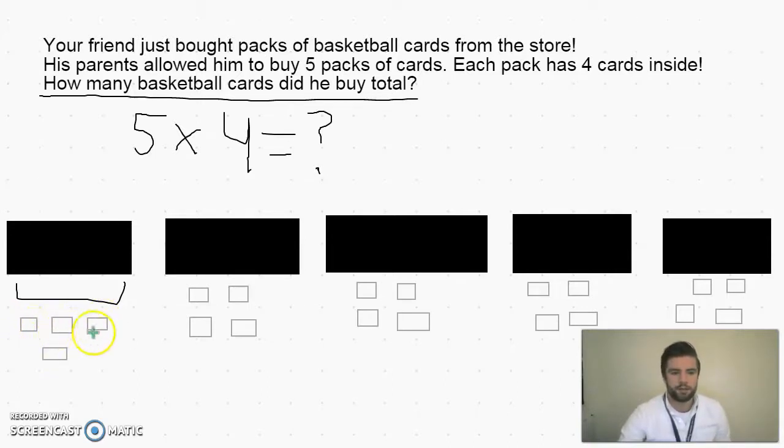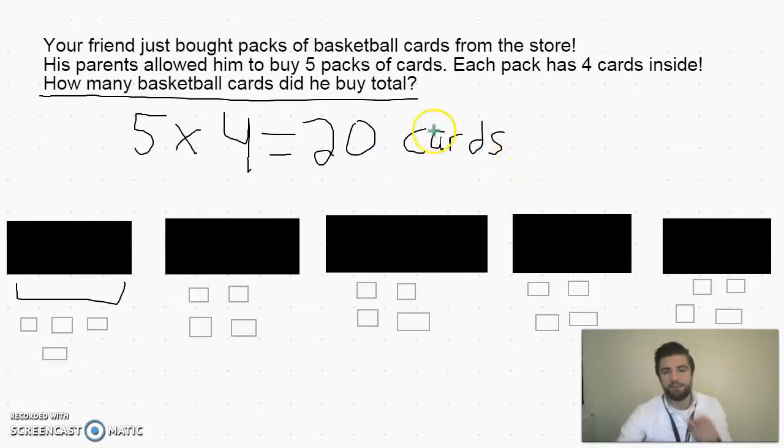1, 2, 3, 4, 5, 6, 7, 8, 9, 10, 11, 12, 13, 14, 15, 16, 17, 18, 19, and 20. Guess what? We have 20 cards total. And in a word problem, make sure that you label your answer. So I say 20 cards. And that is an example of how you solve a multiplication problem with a drawing.